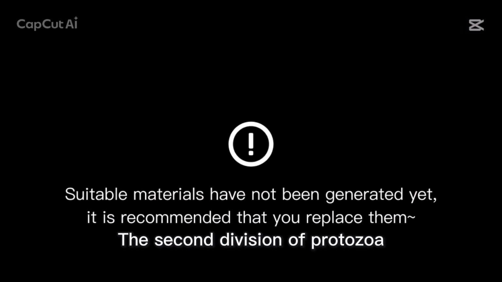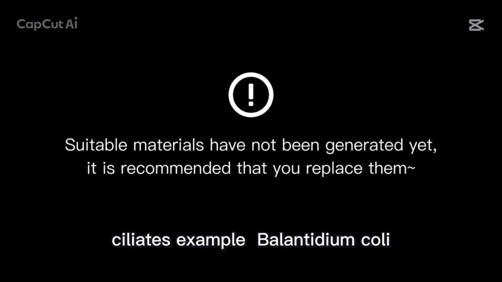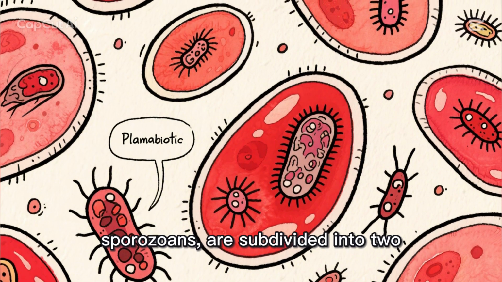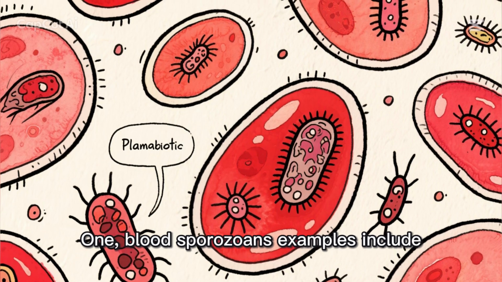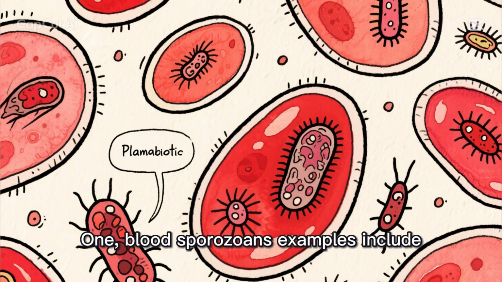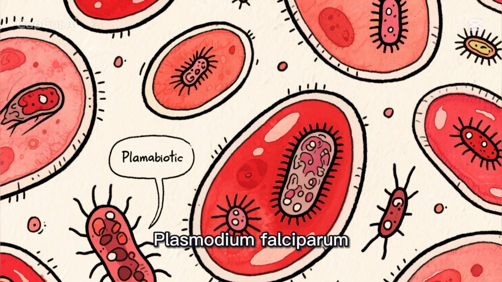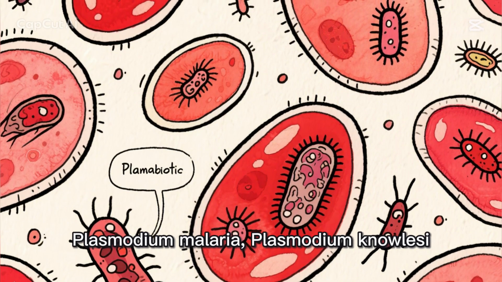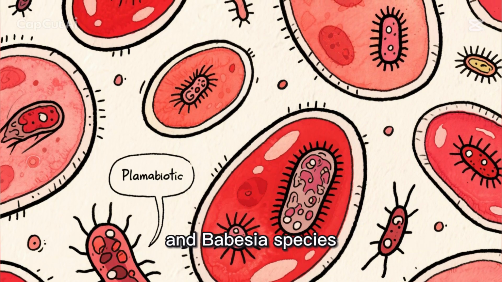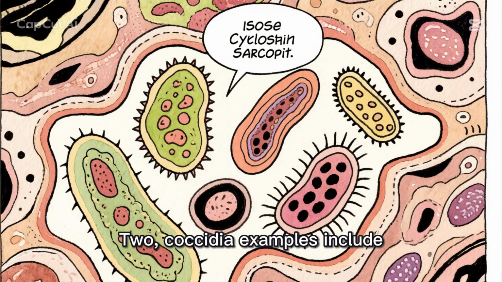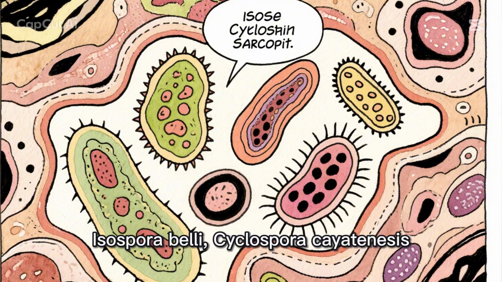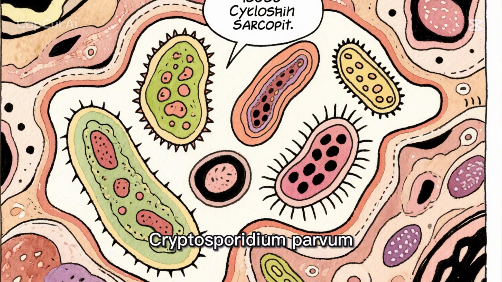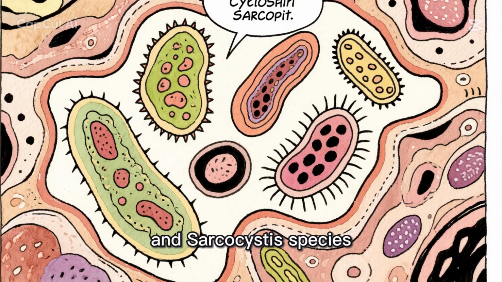The second division of protozoa, Ciliates. Example, Balantidium coli. The third division of protozoa, sporozoans, are subdivided into two: 1. Blood sporozoans. Examples include Plasmodium falciparum, Plasmodium vivax, Plasmodium ovale, Plasmodium malariae, Plasmodium knowlesi, and Babesia species. 2. Coccidia. Examples include Isospora belli, Cyclospora cayetanensis, Toxoplasma gondii, Cryptosporidium parvum, and Sarcocystis species.